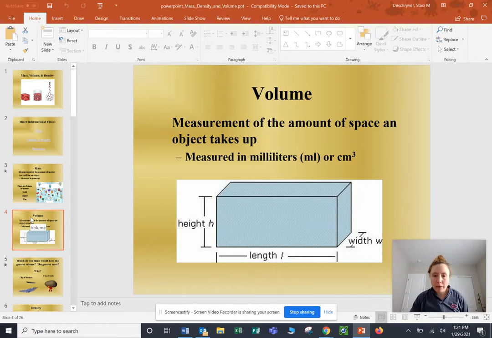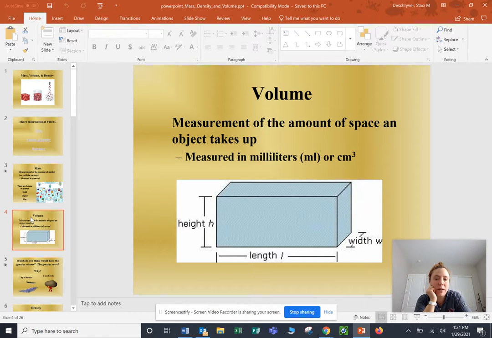All right, moving on. Volume is how much space an object takes up. We measure volume in two ways: in milliliters or in centimeters cubed. If the object or material in question is a liquid, we say it's in milliliters. If it's a solid, we say it's in centimeters cubed. If you take a little box that is 1 centimeter by 1 centimeter by 1 centimeter, and you poured just a little bit of water and filled that box up perfectly, and then you measured the volume of the water, that would be 1 milliliter.